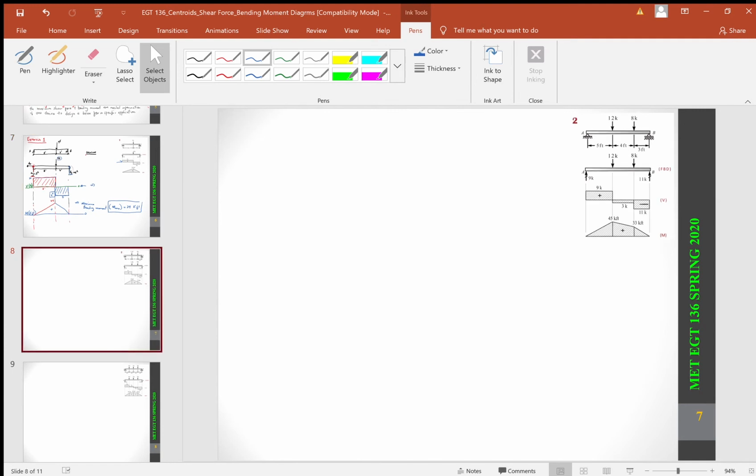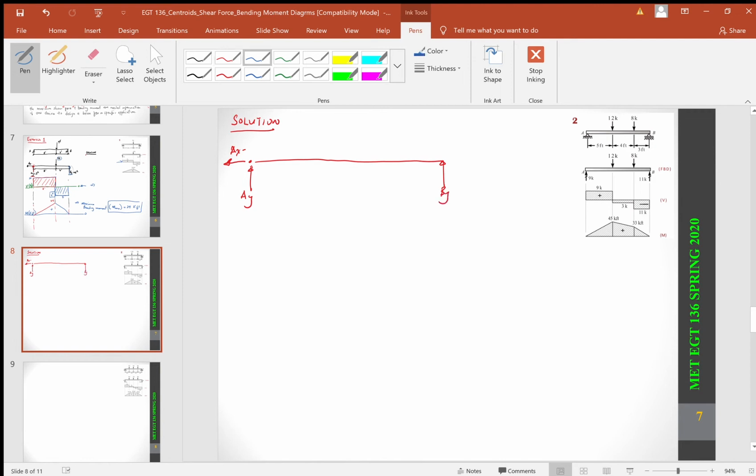Okay? So when you do this particular problem, let me just write here the solution. First thing you want to do is draw your free body diagram. Okay? And then this is going to be your AY, AX, okay? This is your BY.